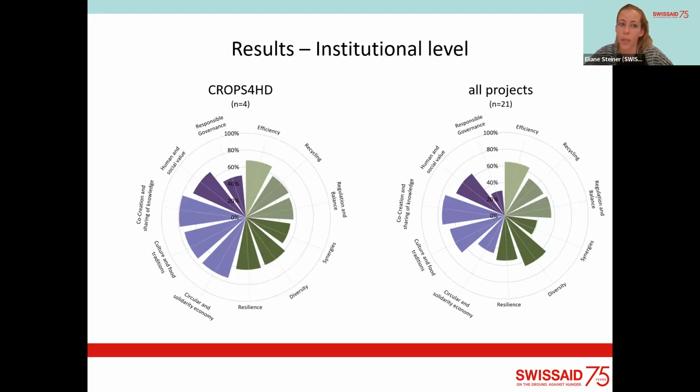Then we also grouped the results together in programs. We have one program called Crops for HD, which is in Africa and Asia. This is really a food system level project, which was designed to work on different levels. We have what we call push, pull, and policy. So we work on the production side with the farmers, then also on the market side and on the policy level. We can see this in the results of the ACT assessment: all the elements score almost the same.